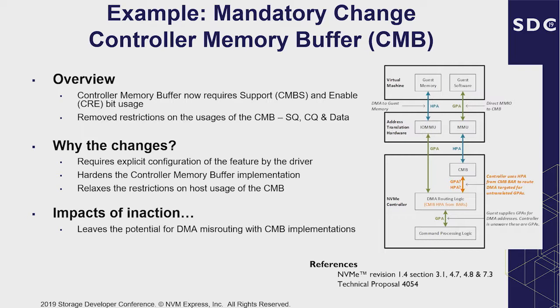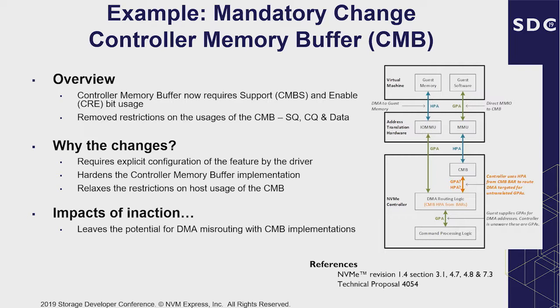In addition to that, as part of the changes, we removed some of the restrictions for the controller memory buffer. Previously, you had to have all your data and your command queue, your submission queue entries, all in that same buffer. Now we've removed the restriction. You can have some in host memory and some in the controller memory buffer, in either direction, and that's okay. So in addition to fixing some of the gaps, we also allowed for more flexibility in the controller memory buffer implementation.